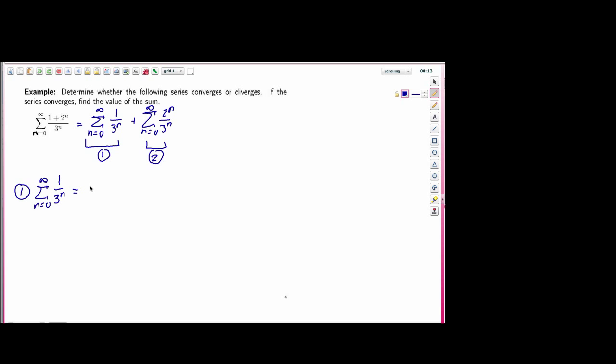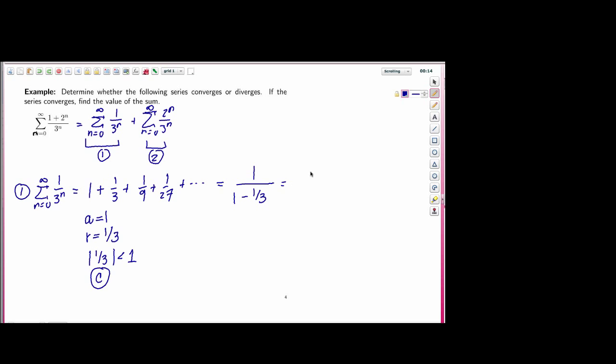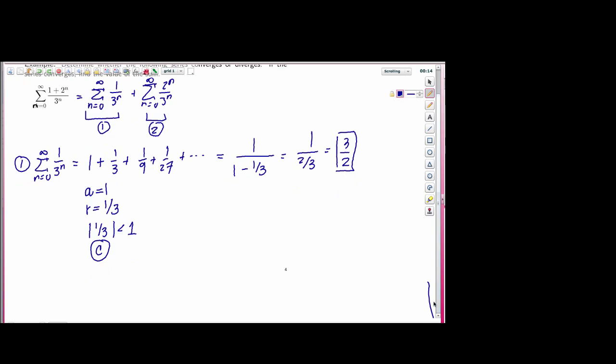So for n equals 0, I get 1 over 3 to the 0, which is 1, and then plus 1 over 3, plus 1 over 9, plus 1 over 27, etc. So we see that this first series is in fact geometric, with first term a equal to 1, common ratio r equal to 1/3. The absolute value of a third is less than 1, so our series converges, and using our formula, the sum of the first series is 1 over 1 minus a third, so I get 1 over 2/3, which gives me 3/2. So the sum of our first series is equal to 3/2.